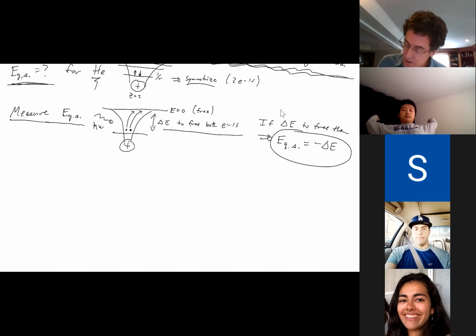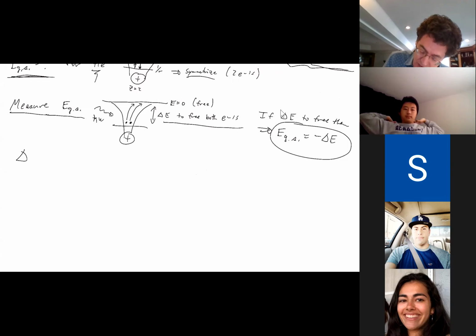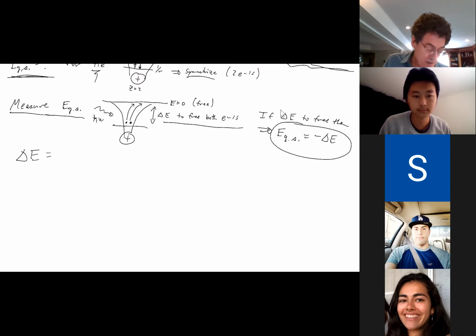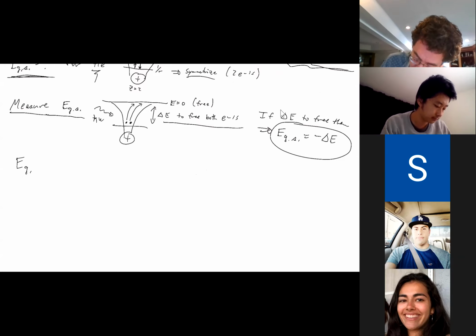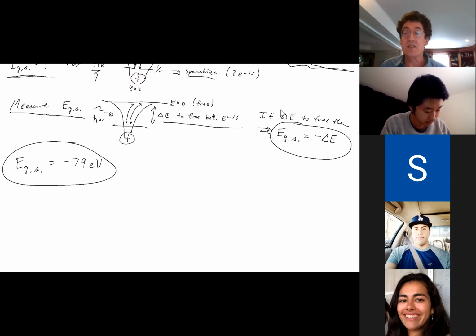So people have done that experiment, and the experimentalists figured out that the ground state energy, I'll write it like this, is negative 79 electron volts. So that's an experimental fact, even without quantum mechanics. Just do it, and you figure that out.